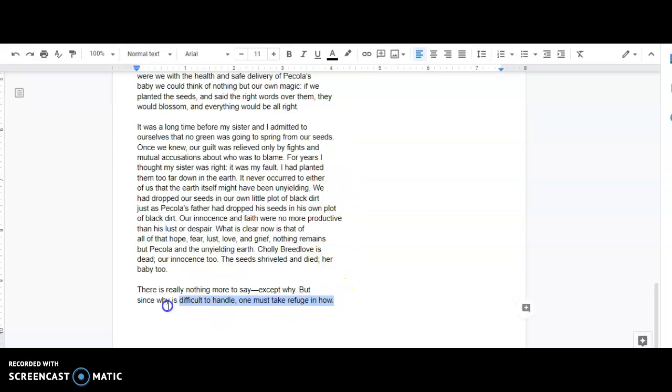But I love, love, love this last bit here because I think it's applicable to so many things in our lives. There's nothing more to say except why, but since why is difficult to handle, one must take refuge in how. So perhaps Morrison doesn't have the answers as to why all of these things happen. Why would Cholly Breedlove impregnate his daughter? Okay, why does Pecola's baby die? Maybe we don't have those answers. But the thing that we are going to learn, the refuge that we have, is in the how. How did these things happen? And that is the story that you are about to read.